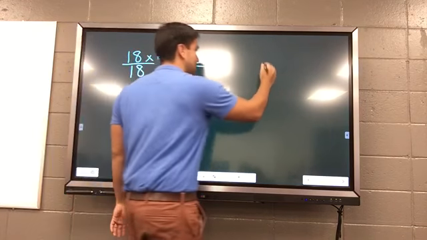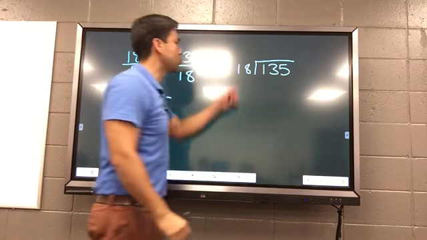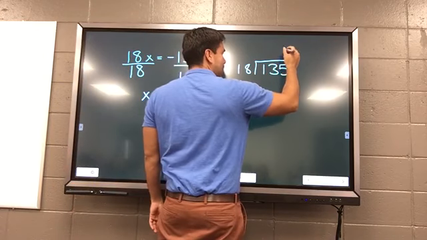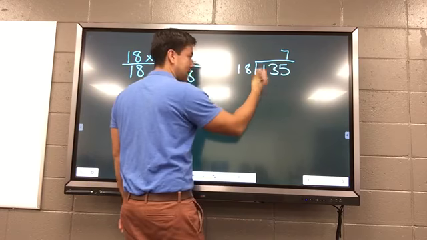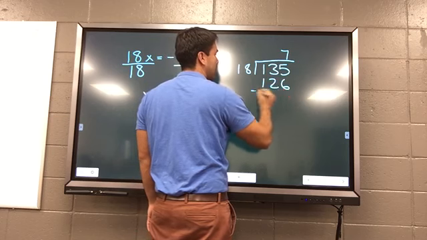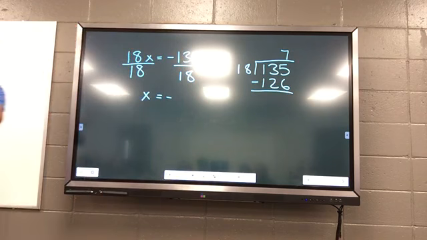So really I'm just doing 135 divided by 18. 18 goes in 135? 5 times. No. 7 times, but how many? What's 18 times 7? 1, 2. Oh man, it doesn't go into it evenly. So here you have two choices. Your answer can either be a decimal or it could be a fraction. Which one would you prefer?